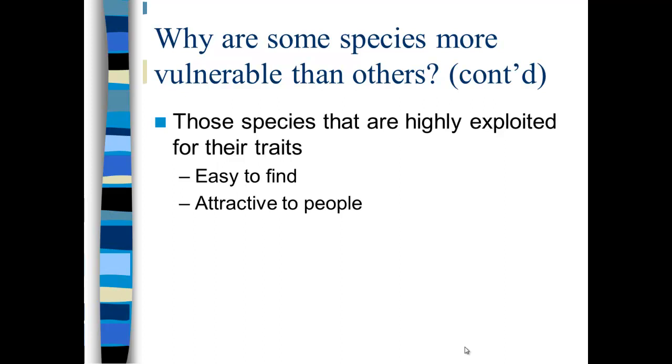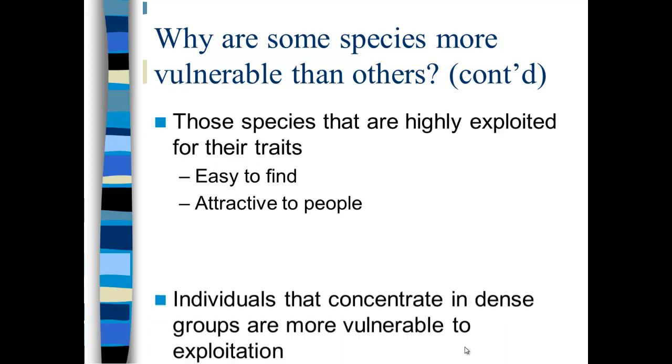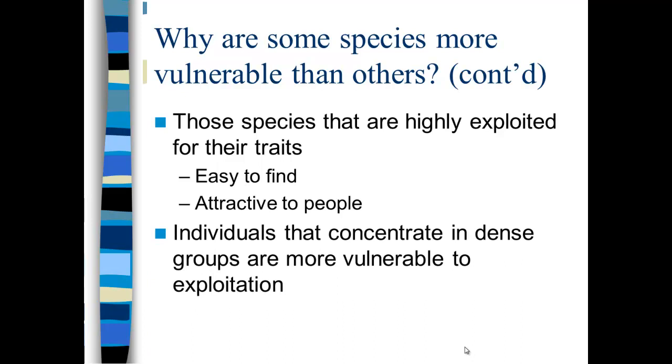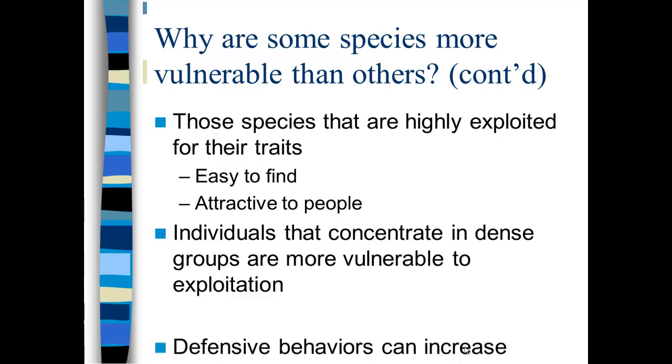Some species are highly exploited for their traits, like attractive plumage from birds. Back when people used to wear hats a lot, they would want the feathers to decorate their hats. Others are hunted for their pelts, and those that are easy to spot. The easier they are to find, the easier they are to hunt. And those individuals that concentrate in dense groups, like large herds of buffalo, are more vulnerable to exploitation. They're much easier to hunt.